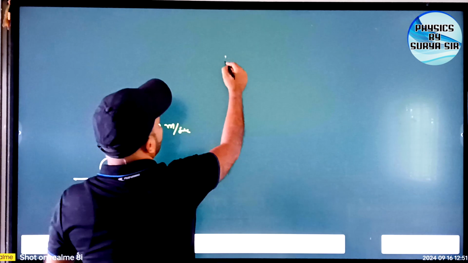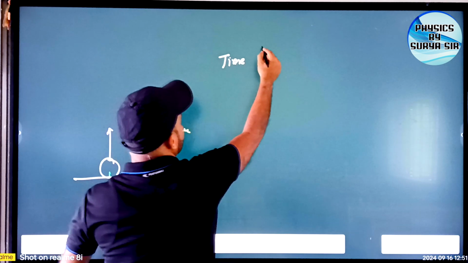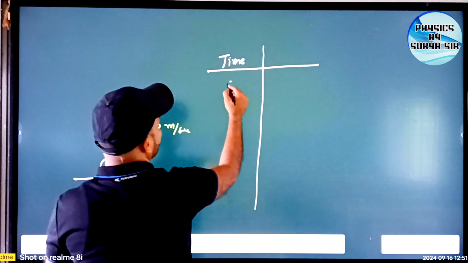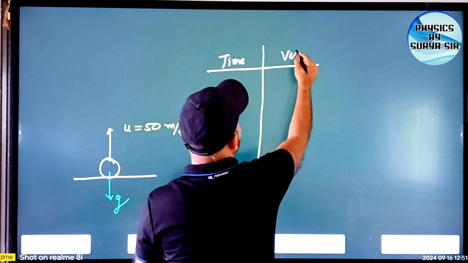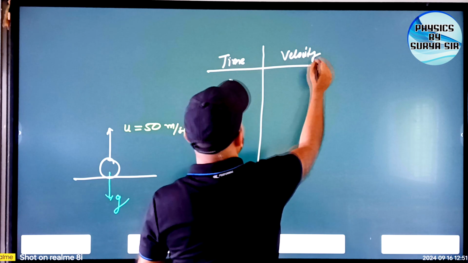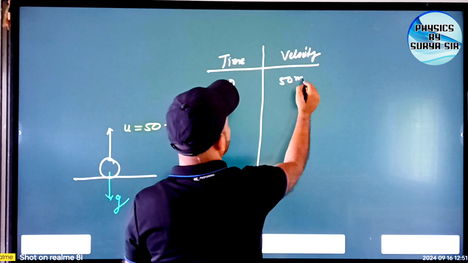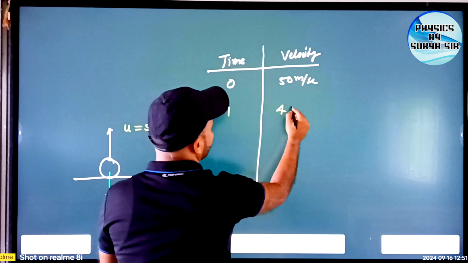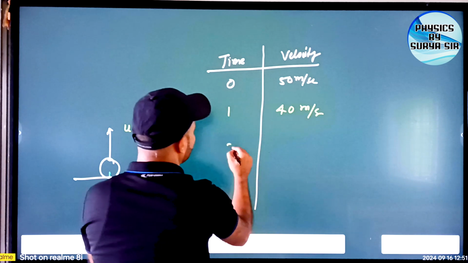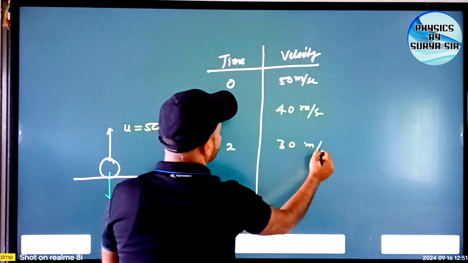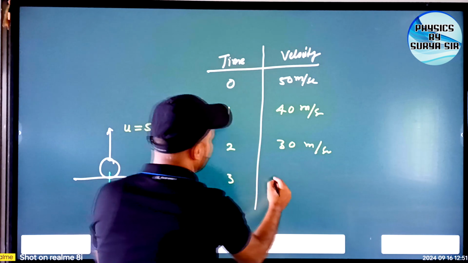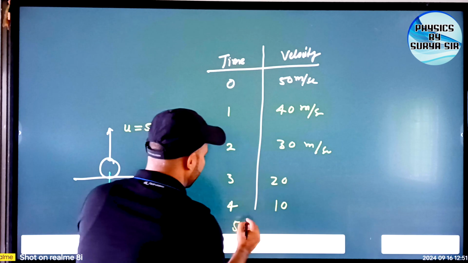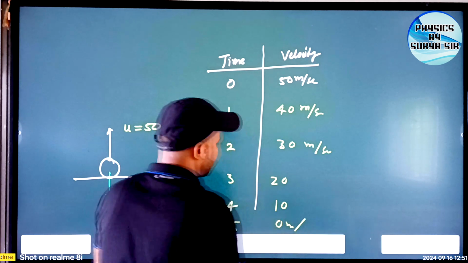So here again we see the time t is equal to 0. Then the velocity of the object is 50 meter per second. After 1 second, its velocity will be decreased and it will become 40 meter per second. After 2 seconds, it is 30 meter per second. After 3 seconds, 20 meter per second. After 4 seconds, it is 10 meter per second. After 5 seconds, it is 0 meter per second.